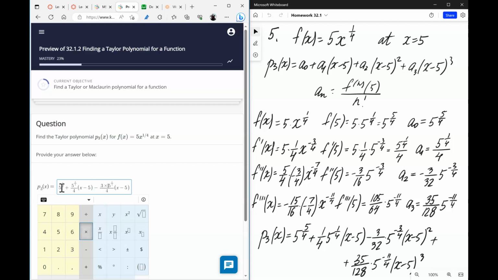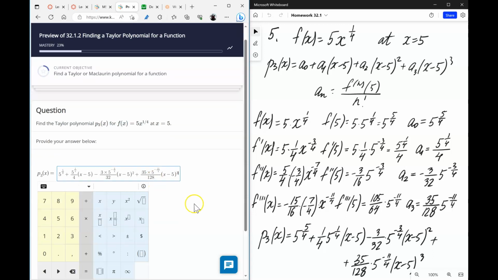We have 3 times 5 to the power negative 3/4 divided by 32 x minus 5 squared plus we have 35 times 5 to the negative 11/4 over 128. I don't know, let's see.